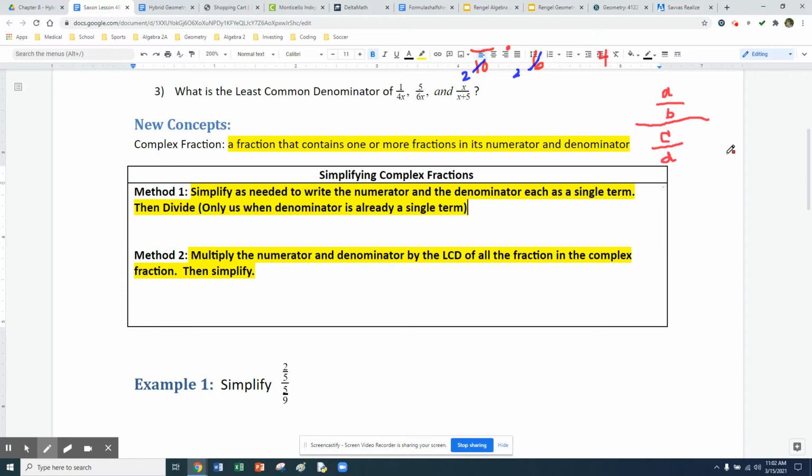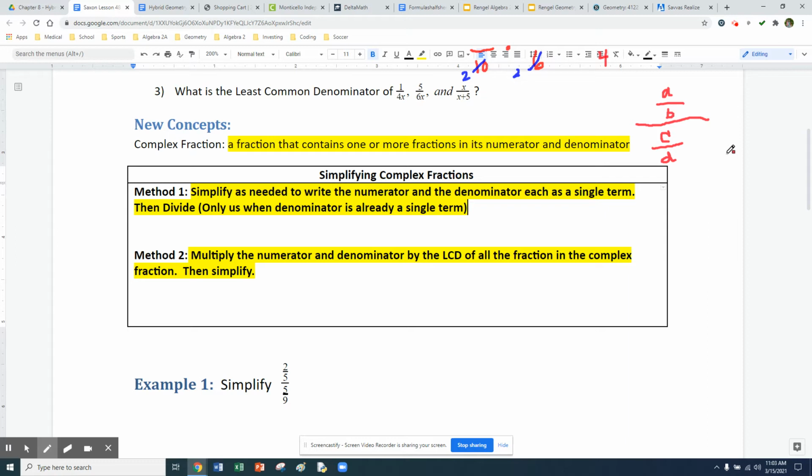In day 1, we'll look at just fractions that have numbers in them, and then in day 2, we'll look at when we get some variable terms in our fractions. So there's two methods that we can use to simplify complex fractions, and we'll use both of these methods so we can see both of them, and then you can decide how you would like to solve them. So method 1 is simplify as needed to write the numerator and denominator each as a single term, then divide. Only use when denominator is already a single term.